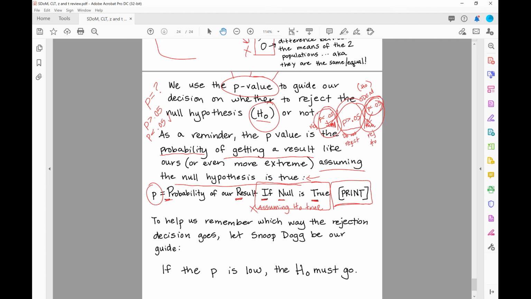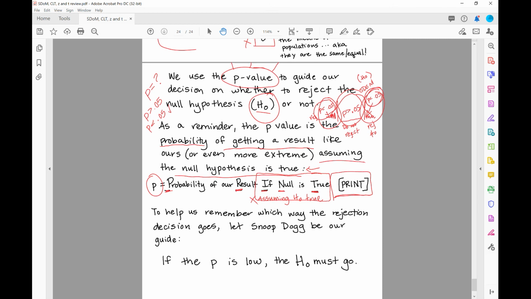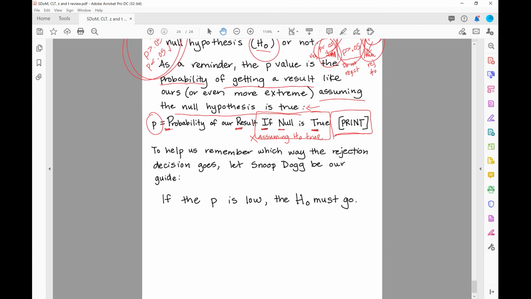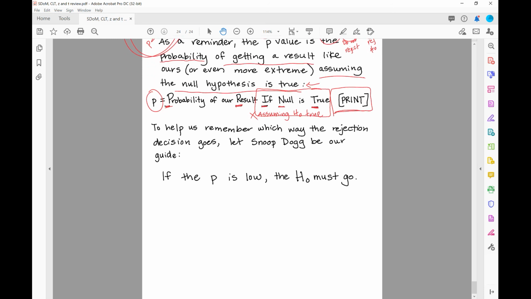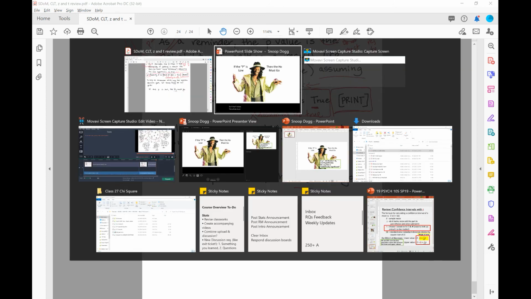So to help us remember, because I know this decision is really hard for a lot of people, wait, if it's bigger than or less than, do I reject, do I not reject? So this is where Snoop Dogg comes in to help us out. If you're trying to remember, do I reject the null hypothesis or not? Let Snoop Dogg be our guide. So if the P is low, the Ho must go.